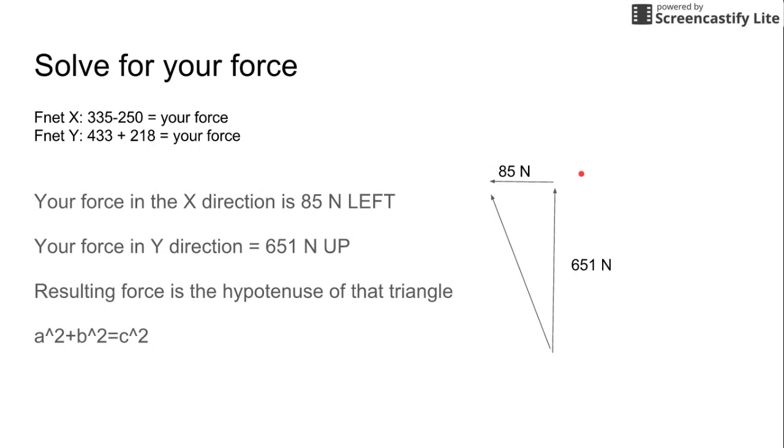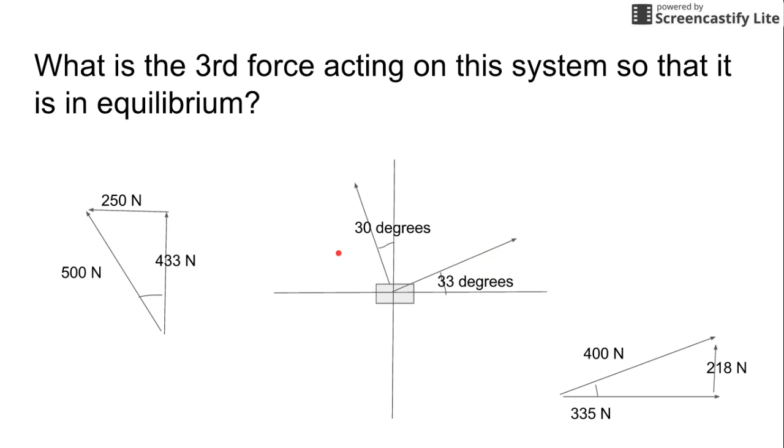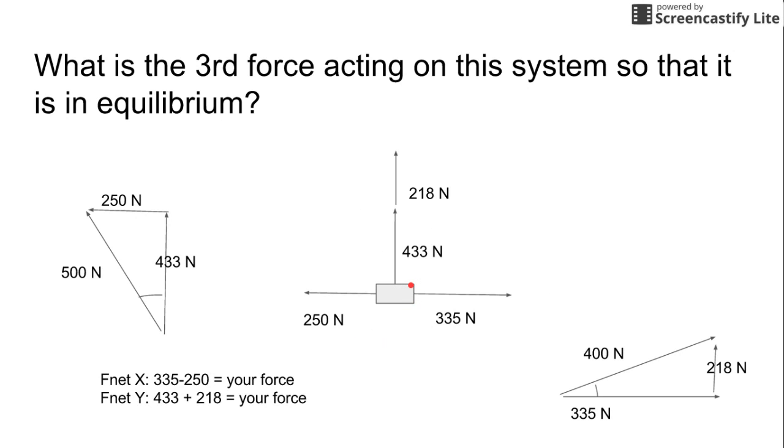So we have to pull 651 and 85. The resultant force is the hypotenuse of the triangle. We can get that from a squared plus b squared equals c squared. Let's go back a little bit. This force is pointing up and to the left. This force is pointing right and up. So your force is going to have to be down and left. I made a typo here.